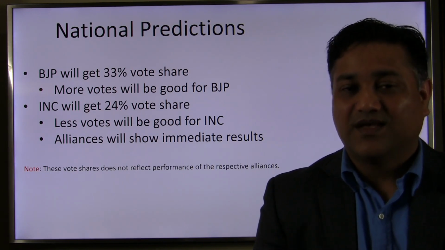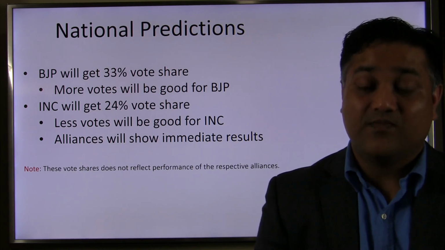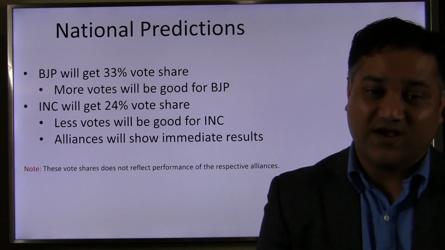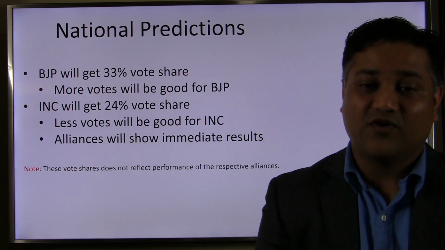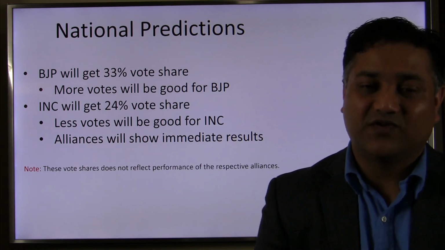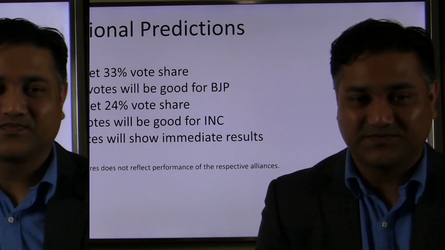The vote share for INC in the minimum and maximum range will be around 19% to 31%. It is very important for the INC to make good alliances, and making those alliances will show immediate results in their vote share. Before I move ahead, I would like to mention that these vote shares do not reflect the performance of the respective alliances. They are very much specific to the parties, BJP and the Indian National Congress themselves.